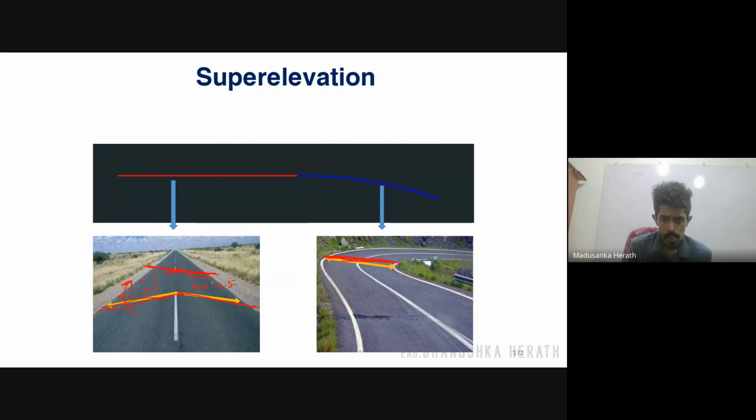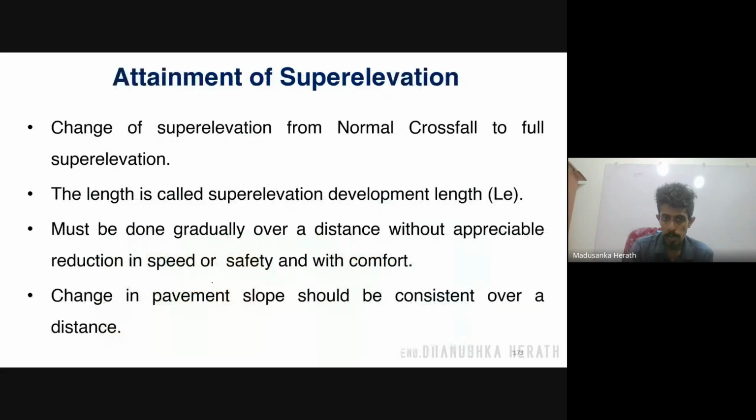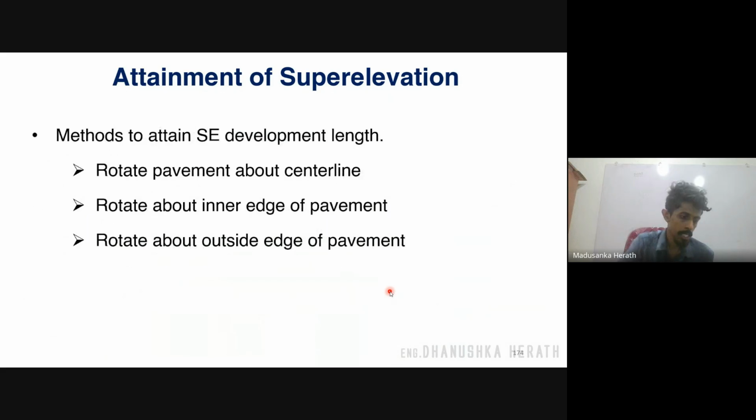Right, therefore we have to do it gradually, over a distance. That distance is called the super elevation development length, LE. Right, so there are several methods to attain the super elevation.